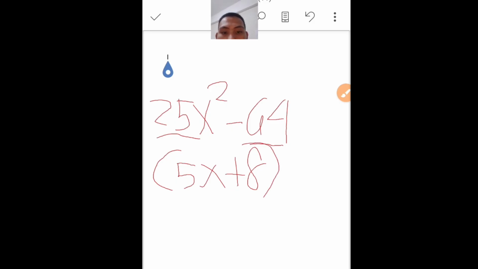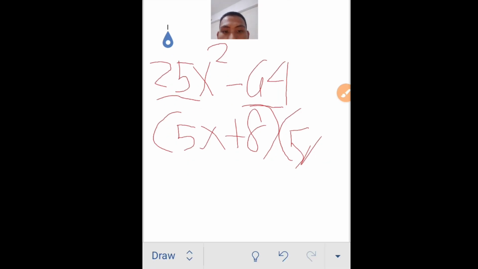Close parenthesis, and then the 25x squared, its square root is 5x. So 5x goes here.